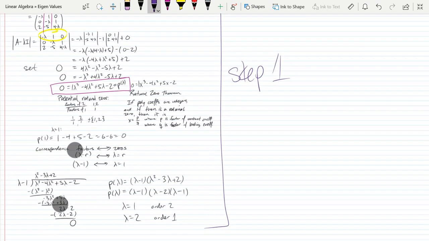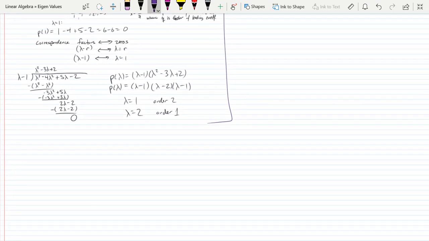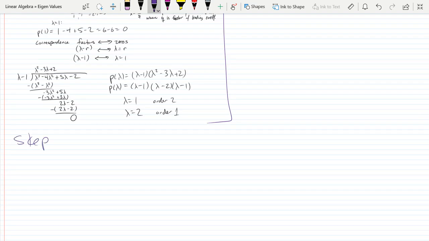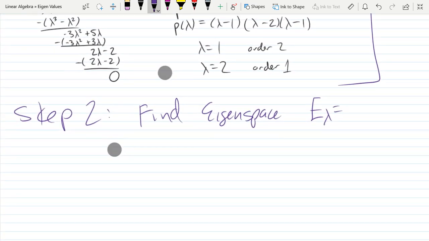So I'm going to label this somewhere. Step 1. Wow, it's a lot of work for step 1. So all that's step 1. So ready for step 2. It only took about half a class for step 1. All right, step 2.